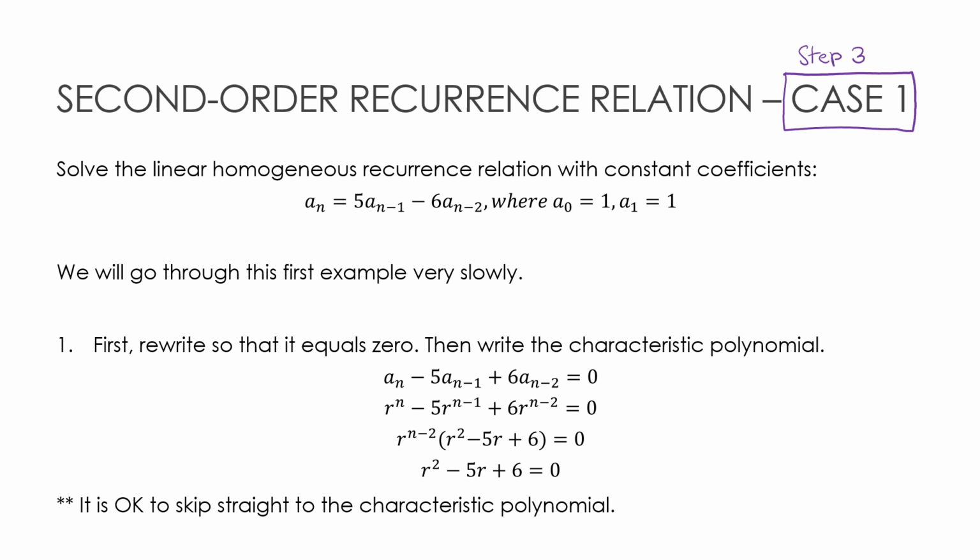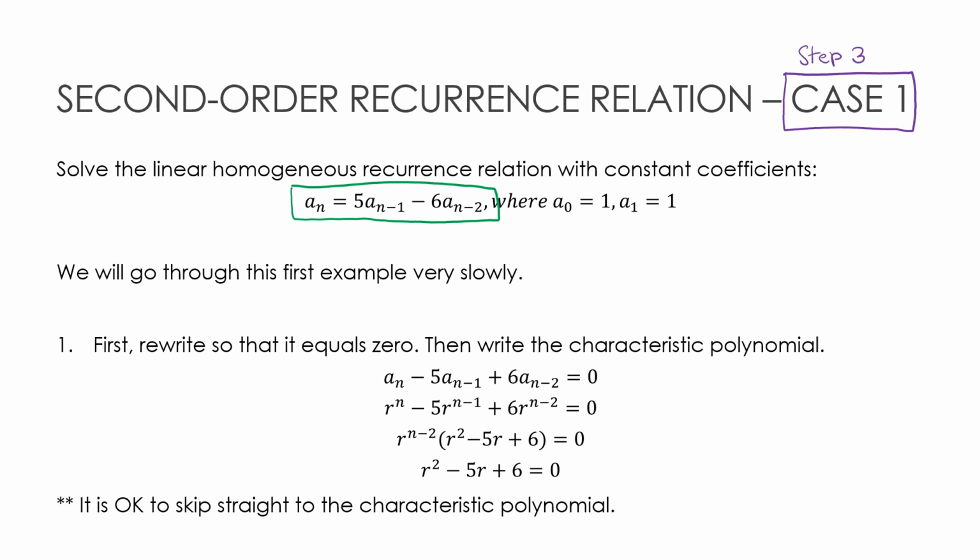Step 1 is rewrite whatever your recurrence relation is so that it is equal to 0. Do that first. So as you can see, this is not equal to 0. I am now rewriting it by subtracting 5a sub n minus 1 and adding 6a sub n minus 2 so that I have it equal to 0. Then what we want to do is write a characteristic polynomial.